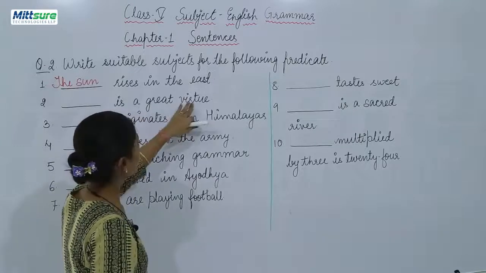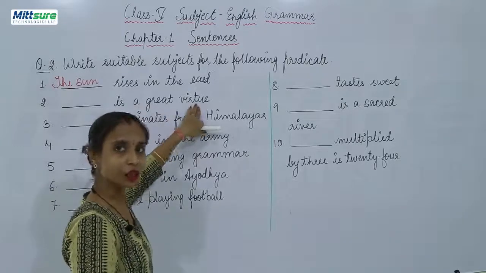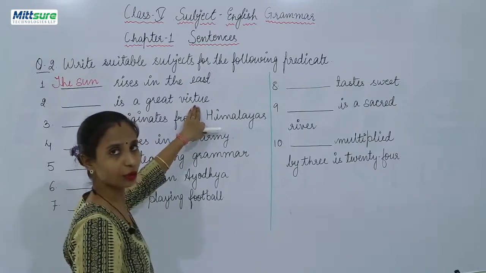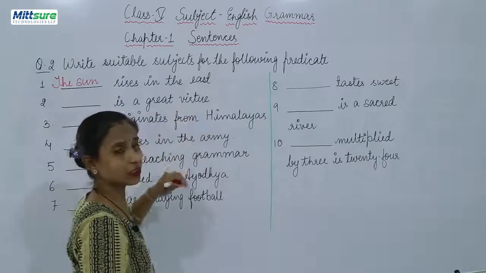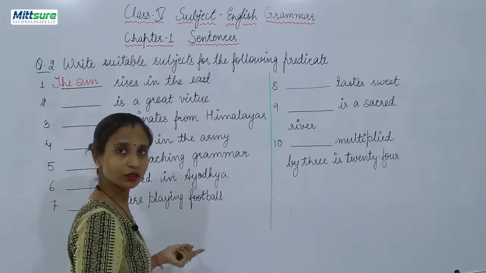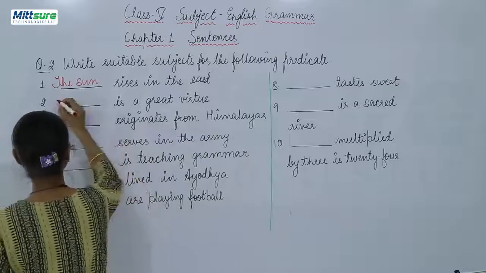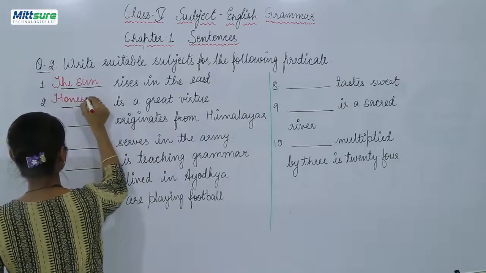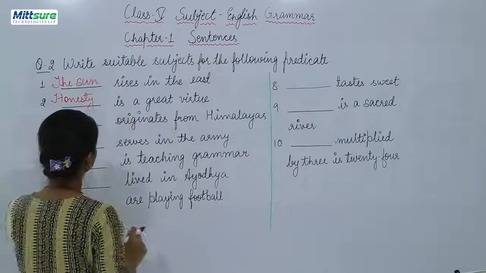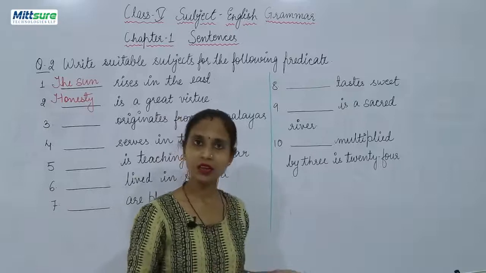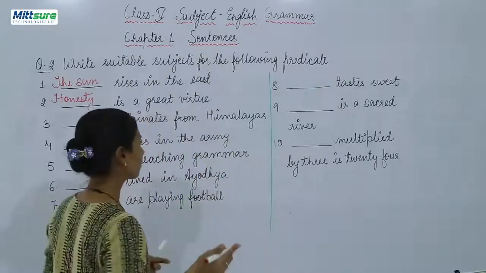Dash is a great virtue. Virtue means quality. If I am telling for the children who don't know the meaning of virtue, virtue means quality. So dash is a great quality. Honesty is a great quality. Fine. Dash originates from Himalayas. Ganga. Ganga originates from Himalayas.